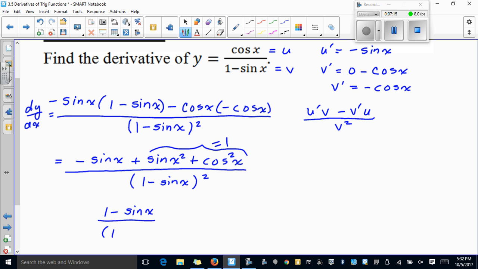This cancels out with one of these. So we're left with, by the way, I'm canceling the whole thing out, 1 in the numerator and 1 minus sine x in the denominator. I tell you what, if we had to do the second derivative, this would be very easy to do. But there we are.